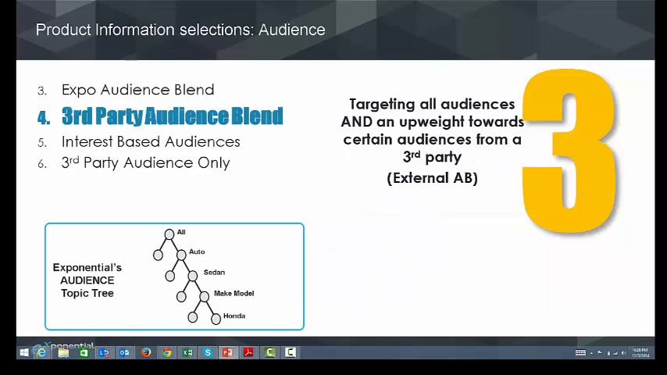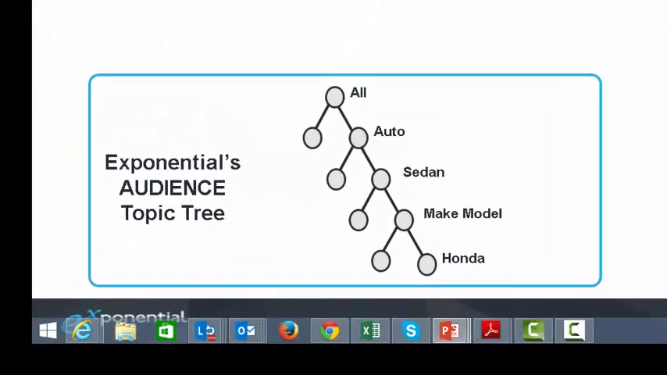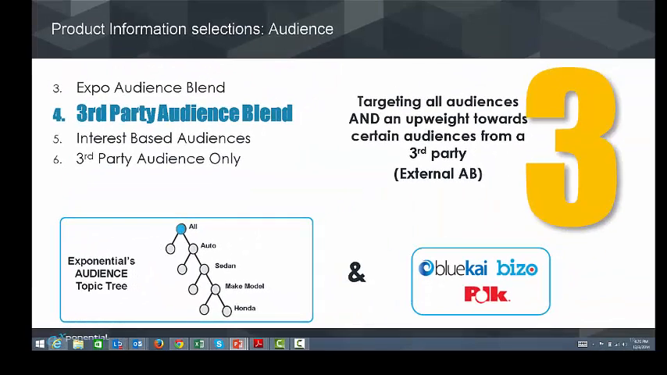Third-party audience blends is a new name for external audience blends. Similar to Expo audience blends, this is targeting all audiences with an upweight to an audience, but this time the audience is from a third-party vendor, for example, BlueKai or Bizu. For example, Honda, the auto manufacturer, wants to target all users in the network, but wants to focus on the eco-friendly auto intenders for their new hybrid vehicle campaign. As with Expo audience blends, all sites or run of network is best practice for inventory targeting.